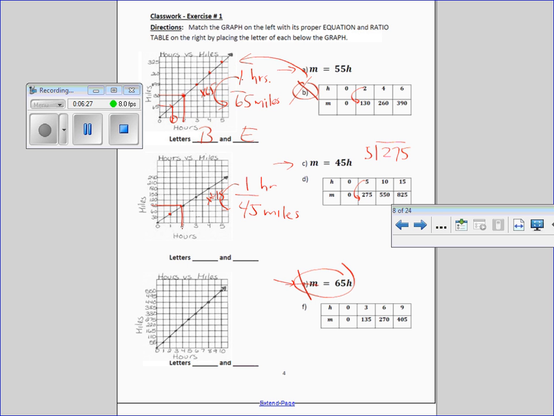And what'd you get? 5 into 275 goes... Well, first of all, what is 5 into 275? 55. Does not match up. We need a 45. Obviously, by process of elimination, the only table that's left is F. And yes, 3 times 45 is 135. So it matches.